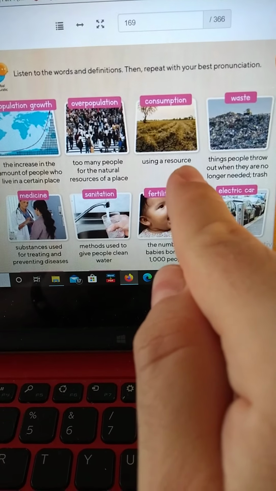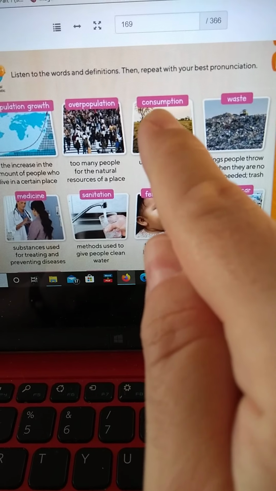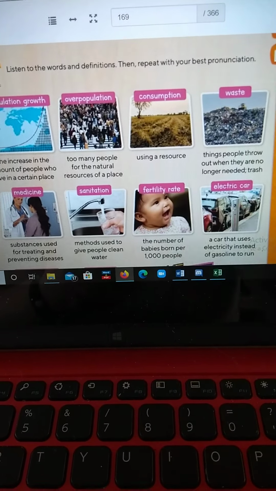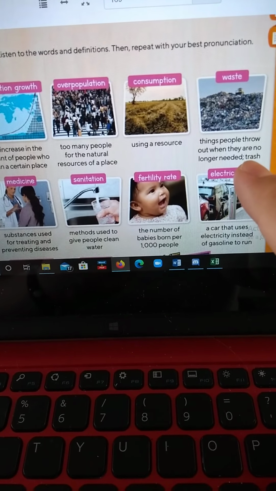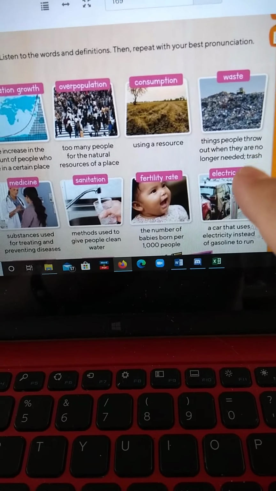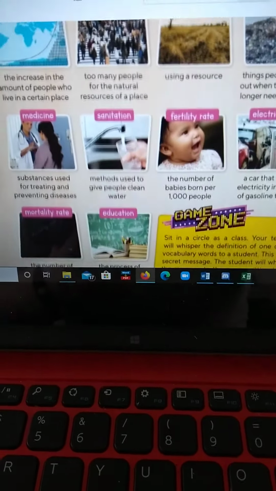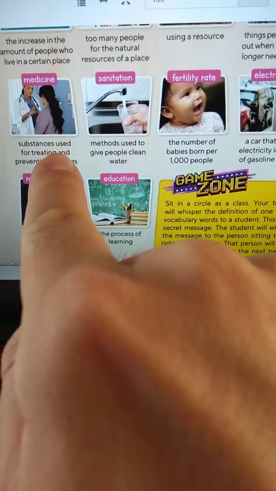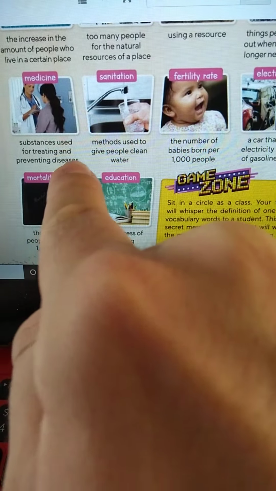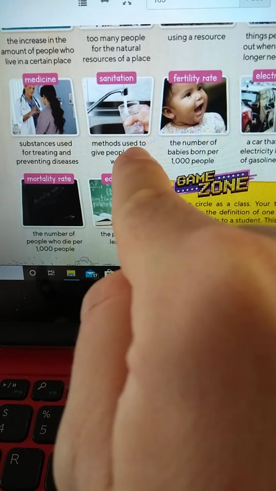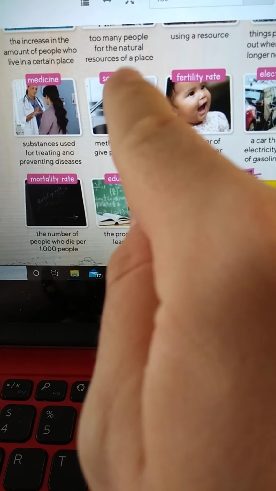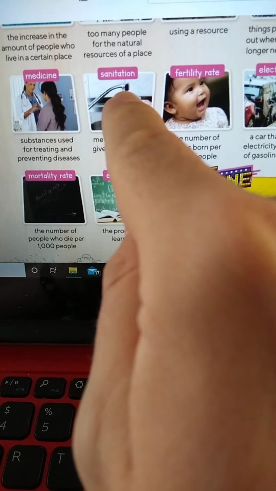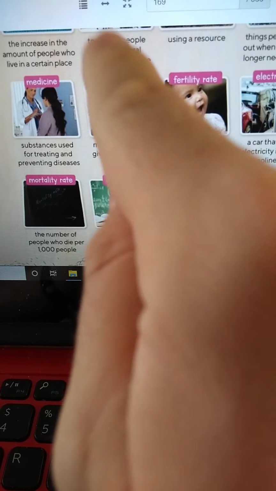Consumption, using a resource. Every time you drink water, you are consuming water. Waste, things people throw out when they are no longer needed, meaning trash. Waste is the same as trash. Medicine, substances used for treating and preventing diseases. Sanitation, methods used to give people clean water. So you have to clean the water to be able to drink it, because sometimes this water has trash on it. So it's important to stop creating waste so our water and our food stay clean.